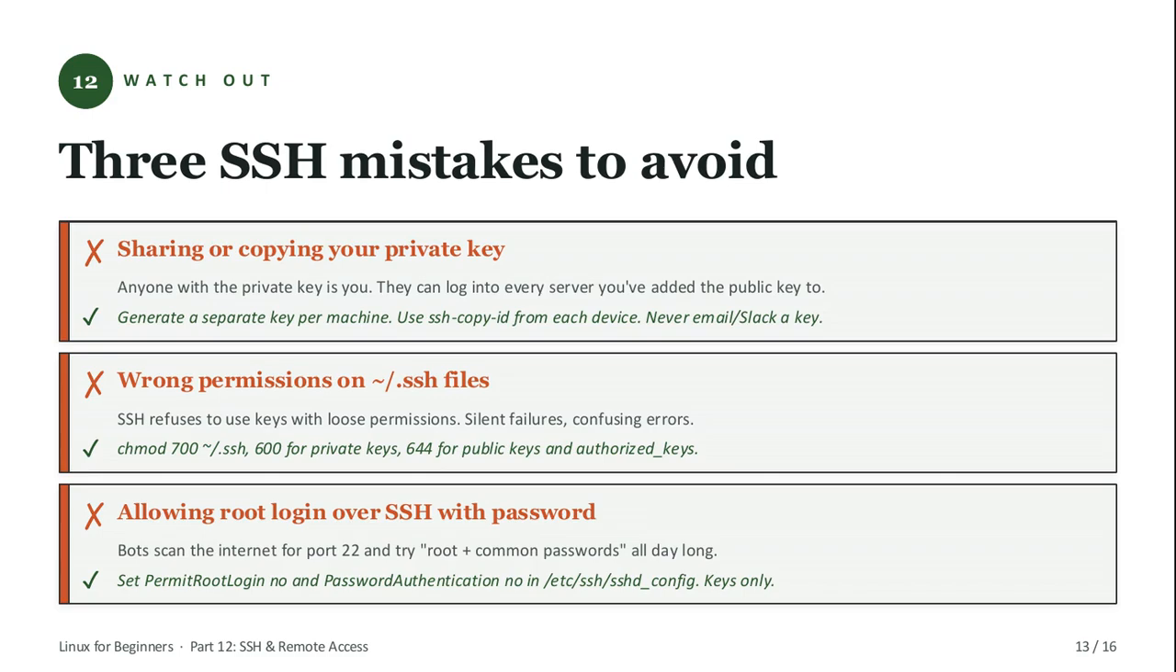Second, SSH is picky about file permissions. If your SSH folder or keys are too open, it will silently refuse them, so remember 700 for the folder, 600 for private keys, 644 for the public ones.